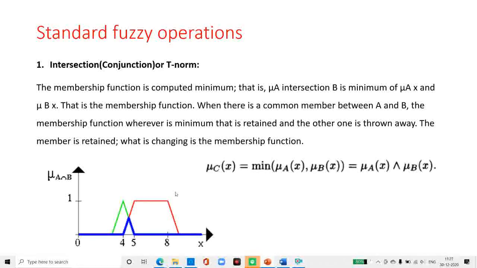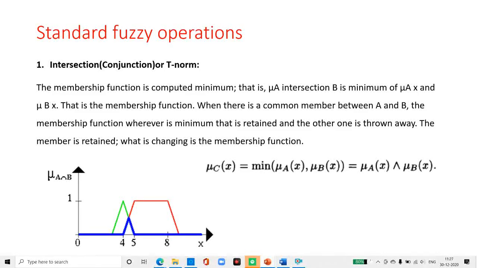So for the intersection, if you have two sets, set A and set B, there is a common member between A and B. In the intersection, we find the common values between A and B. By using the intersection of set A and set B, we have to find the membership function, that is, the common value from set A and set B.